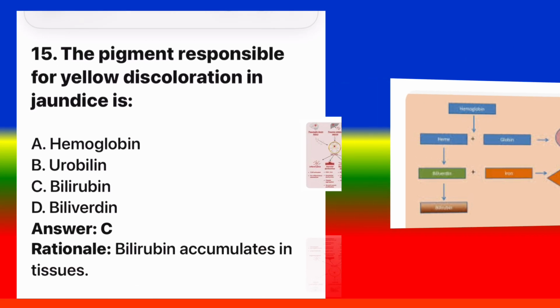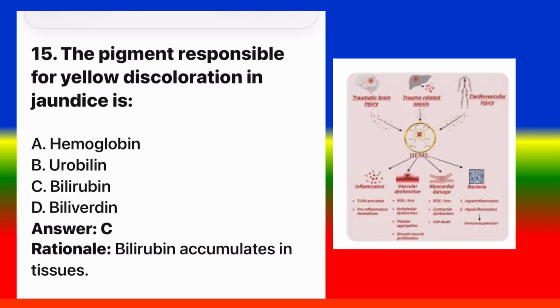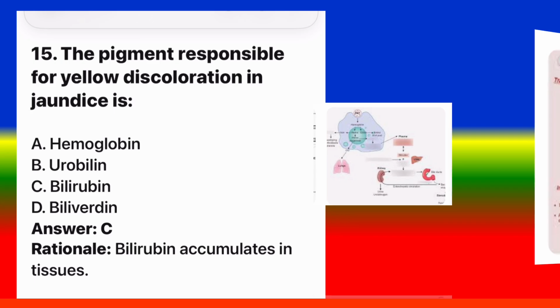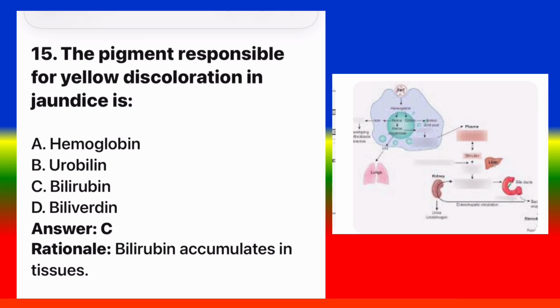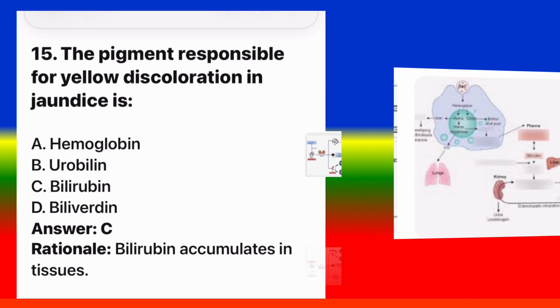15. The pigment responsible for yellow discoloration in jaundice is: A. hemoglobin, B. urobilin, C. bilirubin, D. biliverdin. Rationale: Bilirubin accumulates in tissues.